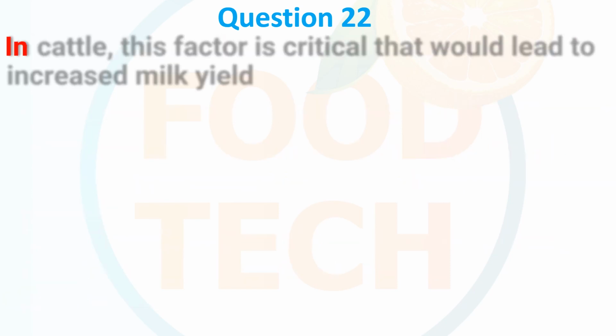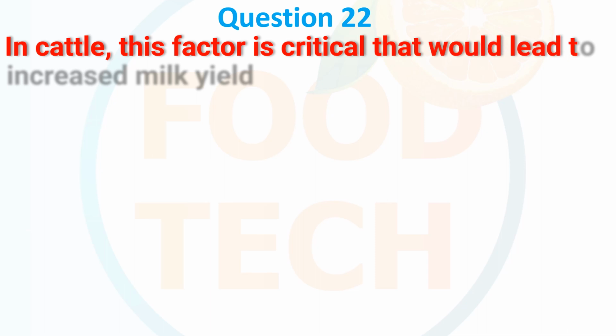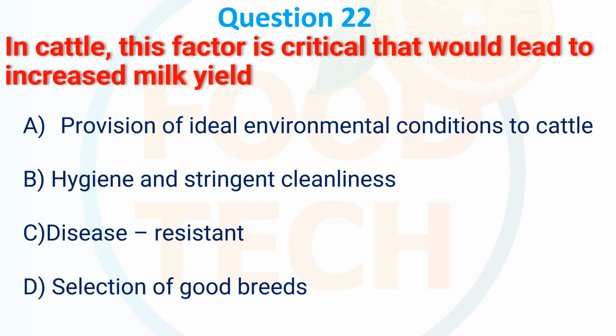In cattle, which factor is critical that would lead to an increase in milk yield? A. Provision of ideal environmental conditions to cattle. B. Hygiene and cleanliness. C. Disease resistance. D. Selection of good breed. The answer is D. Selection of good breeds.